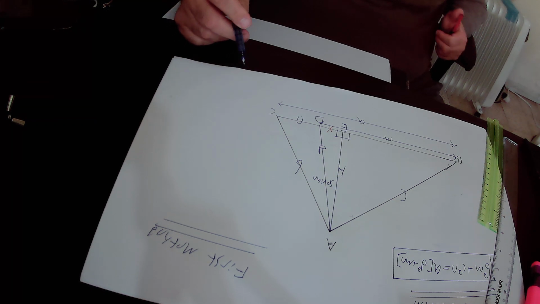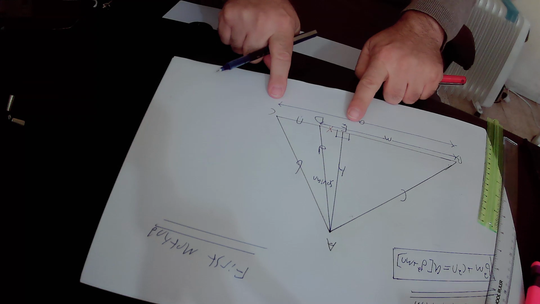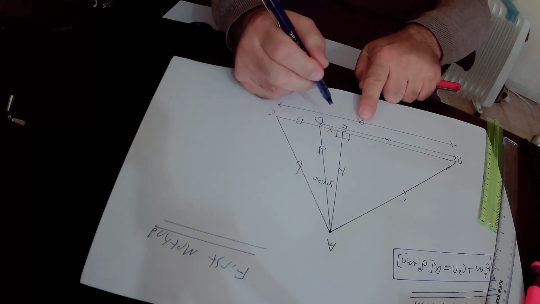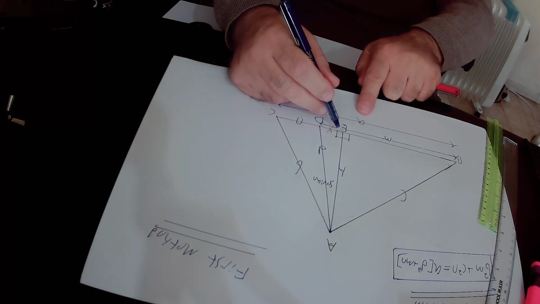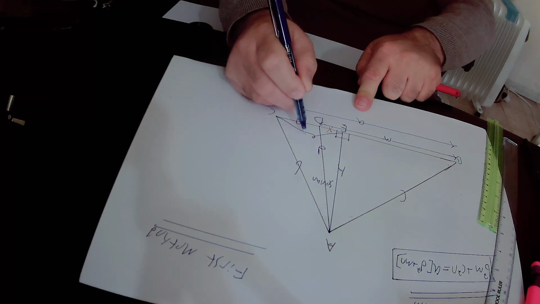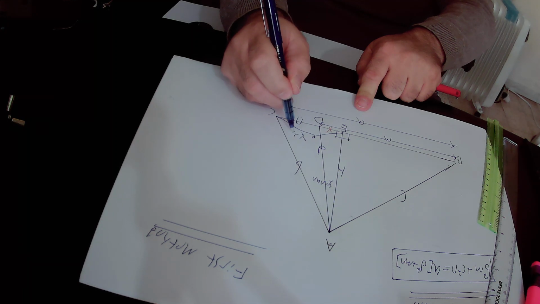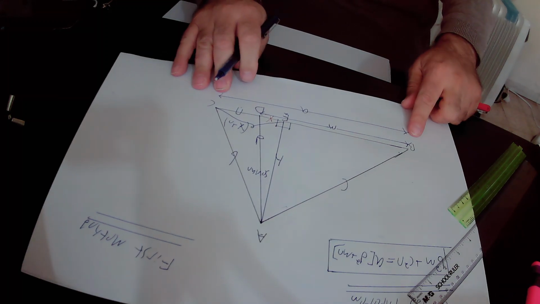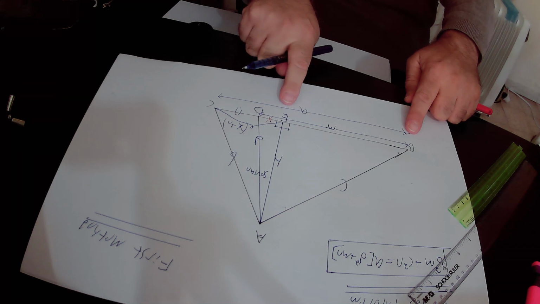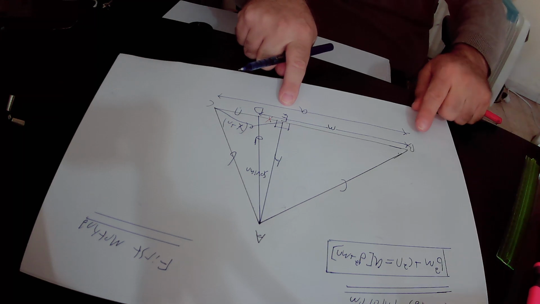Here, line segment EC equals x plus n, so I write it down. And here, line segment AE. From the drawing, it is very easy to see.